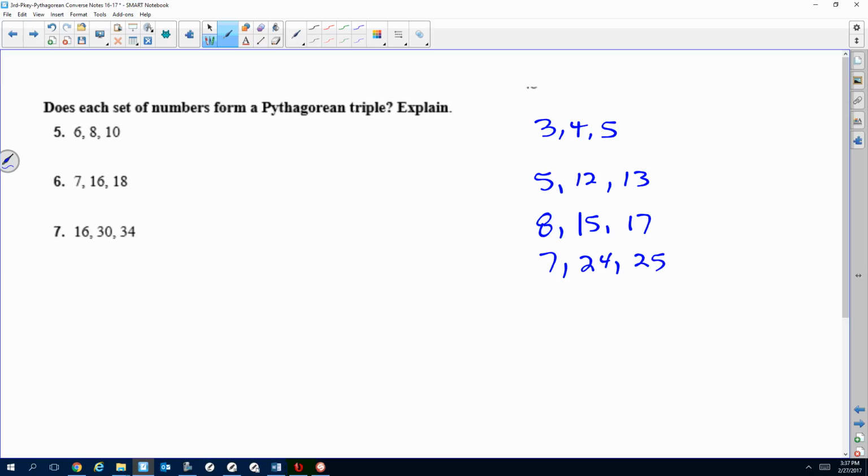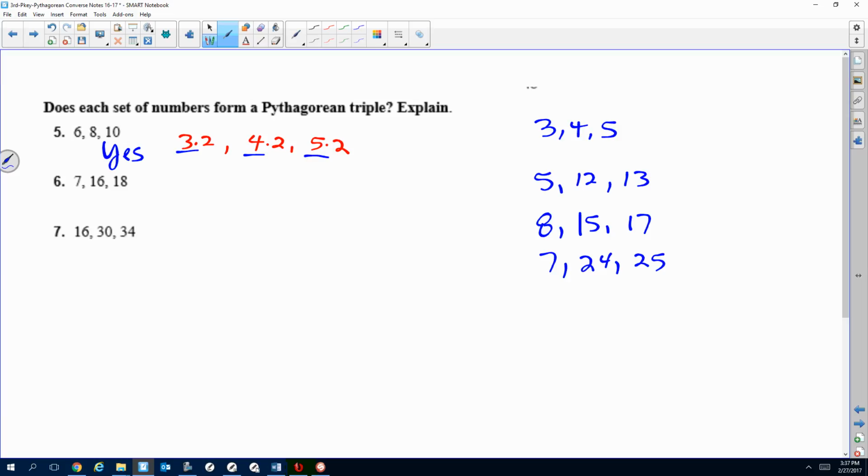Okay, so what we want to do is just check, are these a multiple of one of these sets? Well, if I look here, 6, 8, and 10 is just saying 3 times 2, 4 times 2, 5 times 2. Meaning I'm using my 3, my 4, and my 5. So this is a yes.